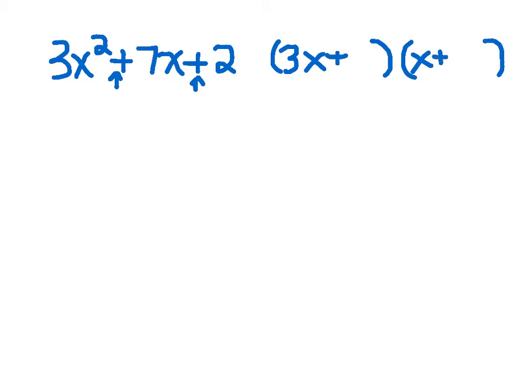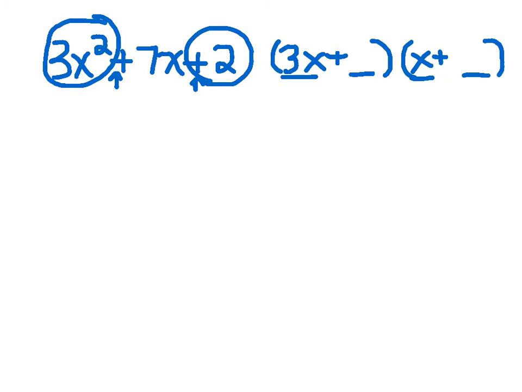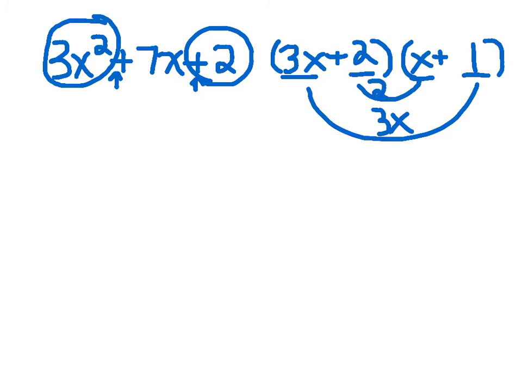So I've chosen numbers whose first terms multiply to this. Now I need to choose what last terms would multiply to 2. Well, there are only two things that multiply to 2. So they could be 2 and 1 or 1 and 2. So we've made our guess, and now we just check the outer and the inner. This is 3x. This is 2x. They add up to 5x. Therefore, this is not right.